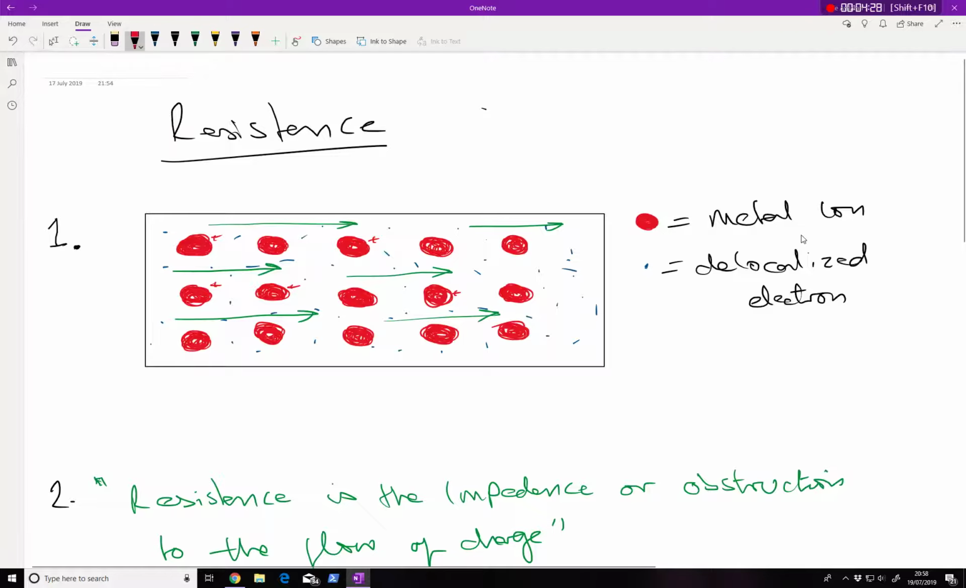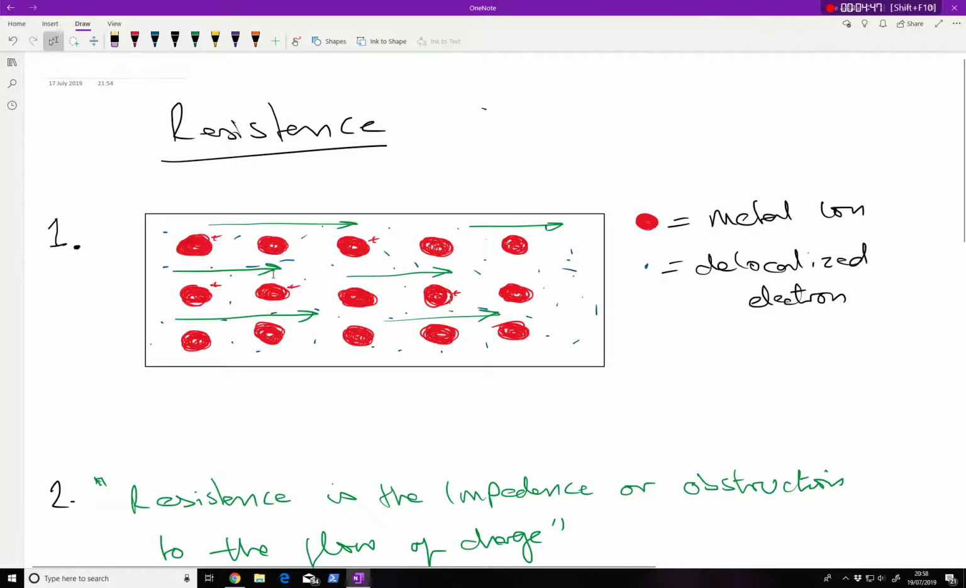Okay, and in between them, the blue dots are delocalized electrons. So delocalized electrons are electrons that are not bound to any of the atoms. They are free to flow. And I have the green arrows to illustrate the pathways which they may take.